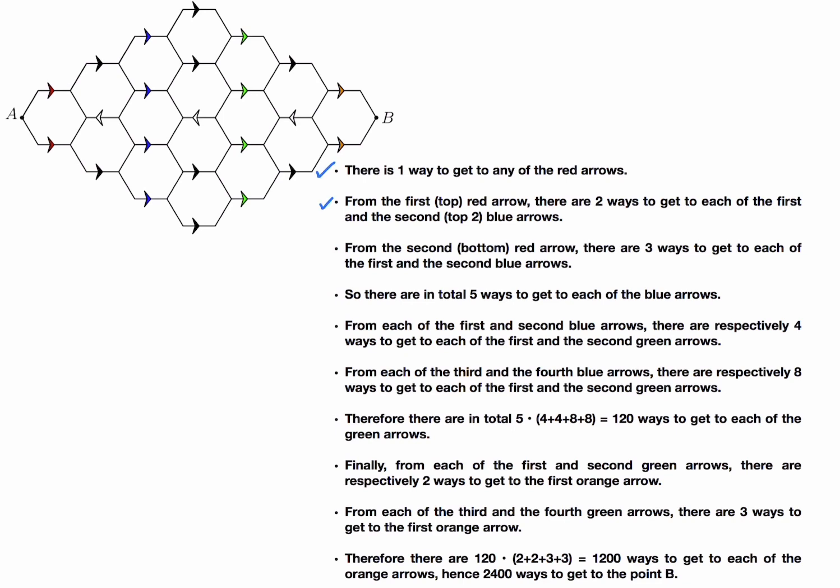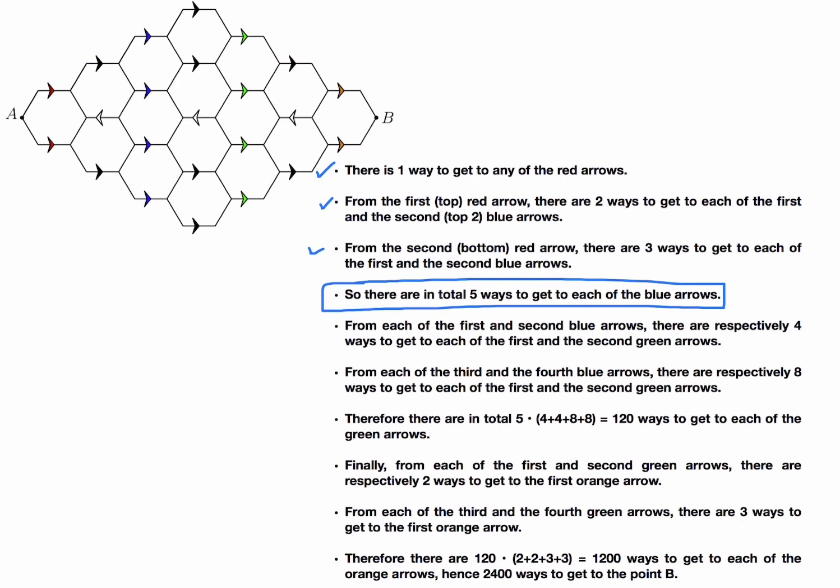From the second bottom red arrow, which is this one, there are three ways to get to each of the first and second blue arrows. So one way, of course, is this path. Another way is this path right here, going back like that. And then another way is this path right here. So there's three ways. So in total, there's 5 ways to get to each of the blue arrows. This is very important.